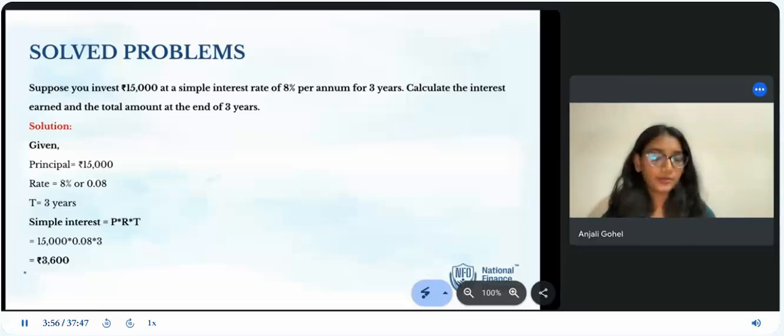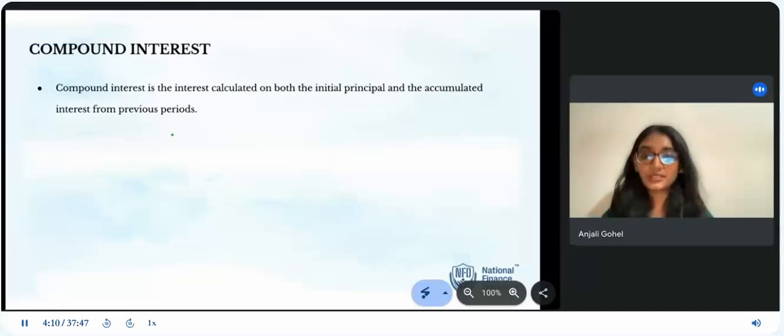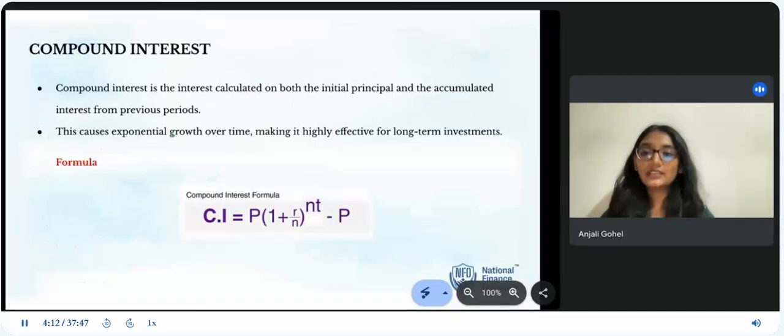Alright, so after 3 years, your investment would be 18,600 rupees, in which 3,600 is your interest and 15,000 is your principal amount. So this is how we calculate simple interest. Now let's understand compound interest.